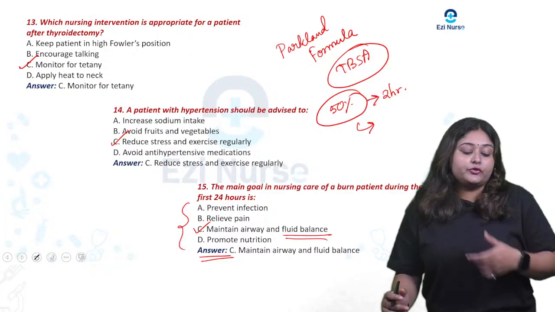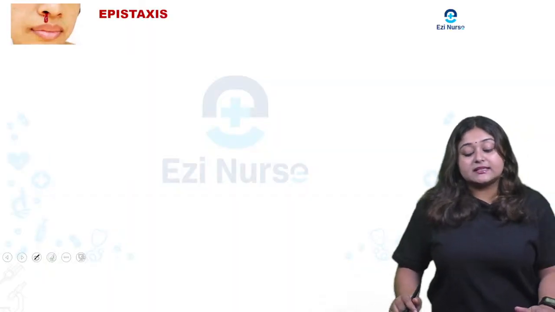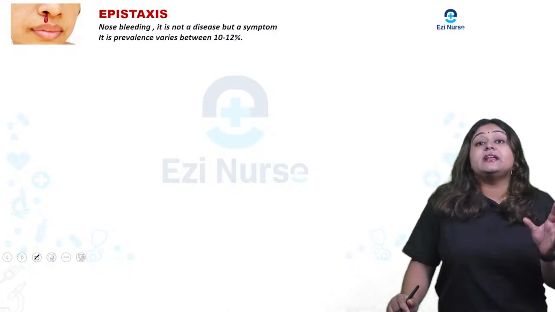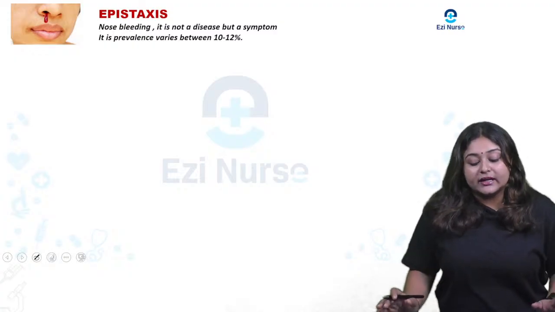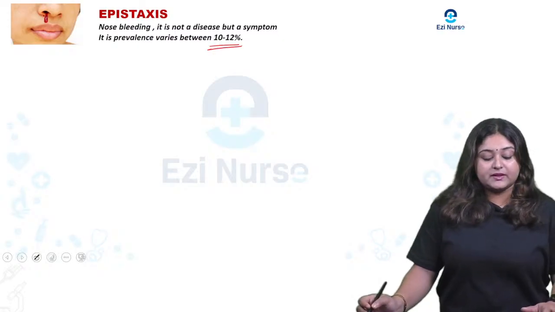So now we move to the important topics for adult health nursing. Okay, first is epistaxis. So what is the meaning of epistaxis? It's nothing but nose bleeding. It is not a disease but a symptom. Its prevalence varies between 10 to 12% of cases.